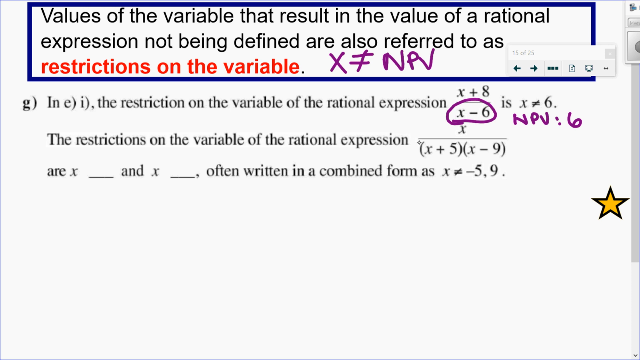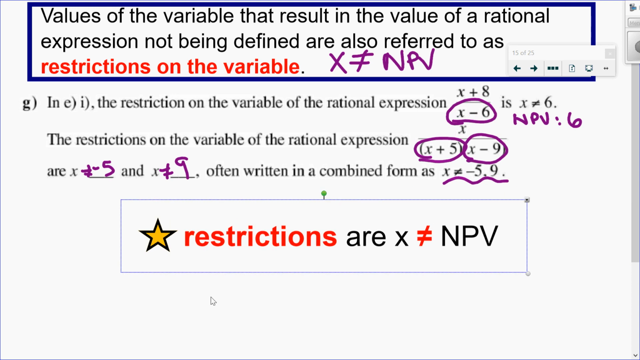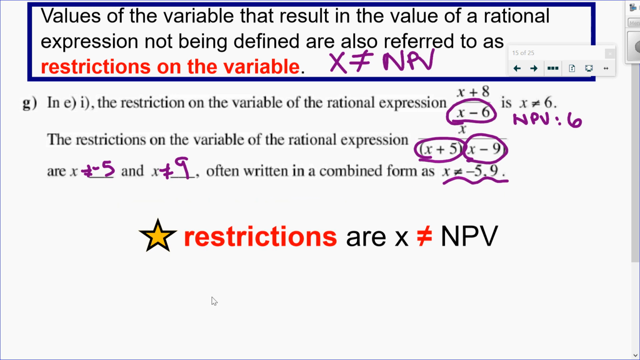So for example here, I have x plus 5. So the restriction is that x cannot equal negative 5. And here, the opposite of a minus 9 is a plus 9. x can't equal positive 9. Or we can put them together like that: x cannot equal negative 5 and 9. So again, restrictions are x cannot equal the non-permissible value.